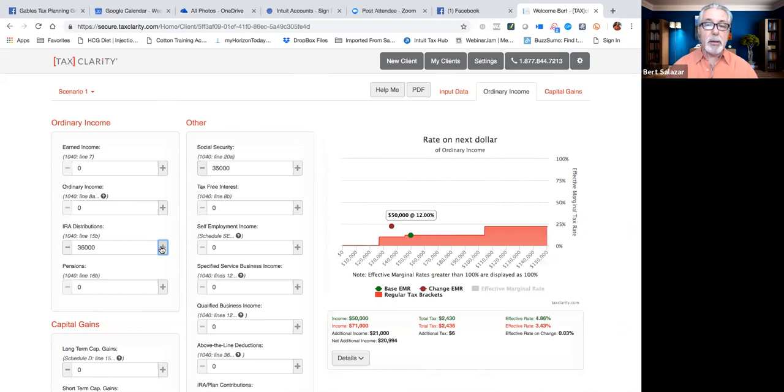By doing some distribution straddles, we have been able to now pull $71,000 of income. So we have been able to pull an additional $21,000 of income. But in reality, because now we have to pay $2,436 of taxes, that gives us an additional $20,994 of income that the clients can utilize.